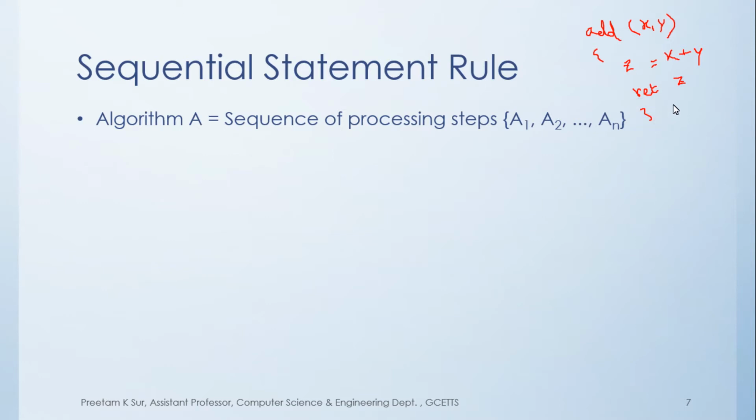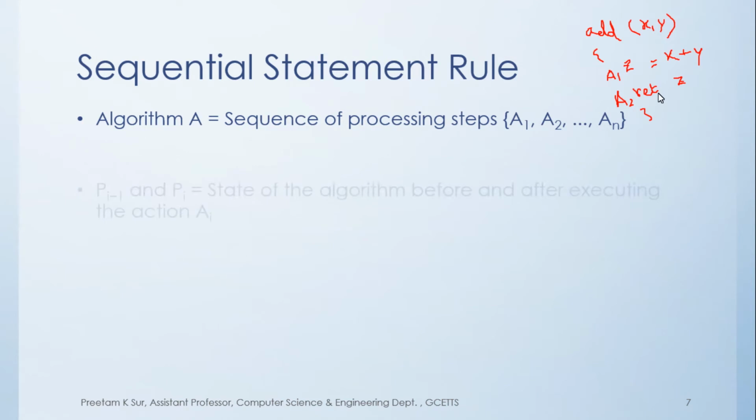Okay, so in this algorithm we have only two sequential statements, which is this one, and probably this one, though return can be a branching statement as well, but let us assume for the time being that this is a sequential statement. Okay, so this algorithm contains only two sequential statements.